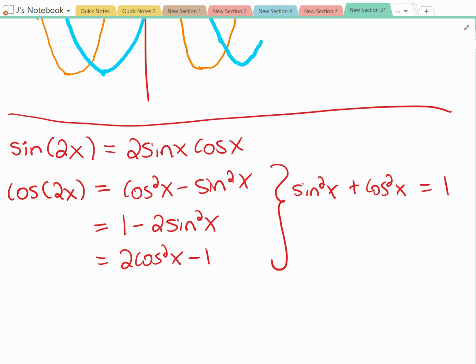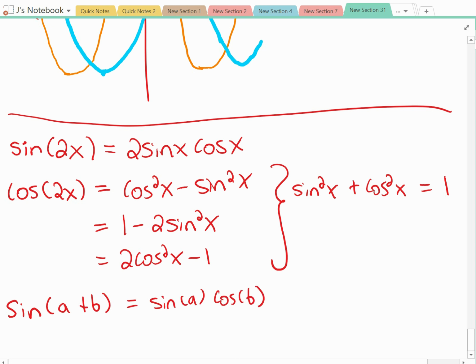Sine of A plus B? It can come in handy. I'd say yes. I'd rather err on the side of caution, knowing that sine of A plus B is sine of A cosine of B plus sine of B cosine of A. I can think of at least one example from the last 10 years where knowing this has been required to get perfect on the exam. And it was inside a multiple choice question.